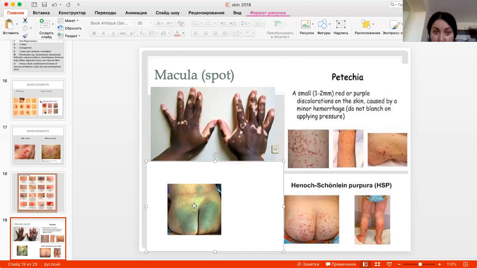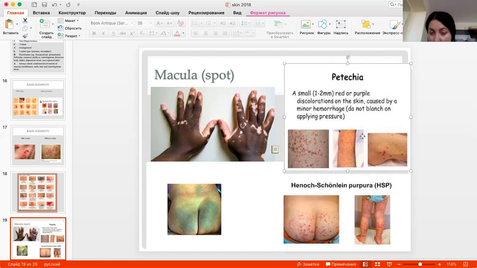And the lower figure, it is the monochroid maculas. They are typical, look, they are a darker color of skin, especially on buttocks, especially on the lower part of back. They are typical for newborns, and they will disappear with age. You should not do anything with this macula. It is just a transitory state of skin in newborns.